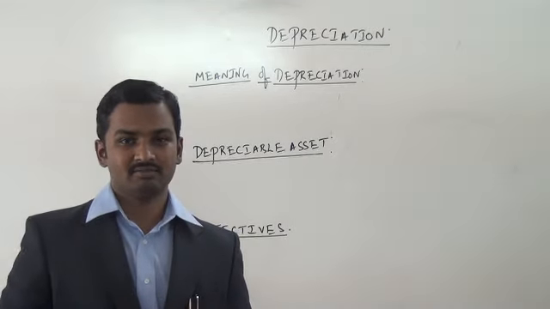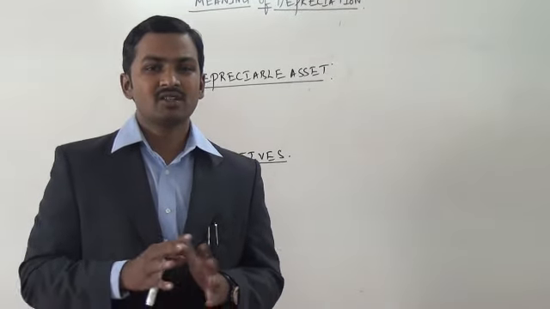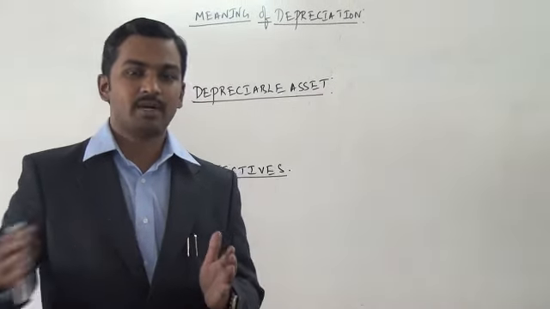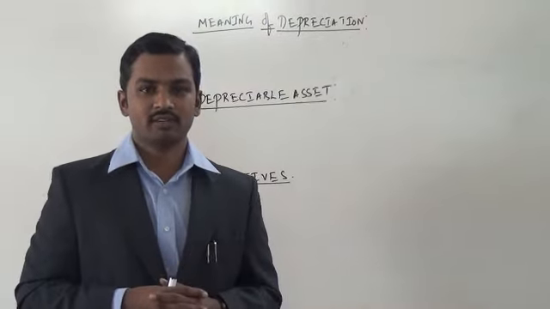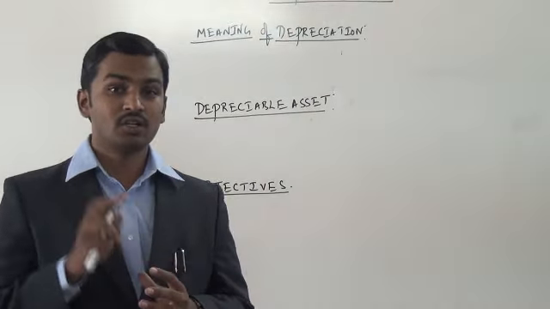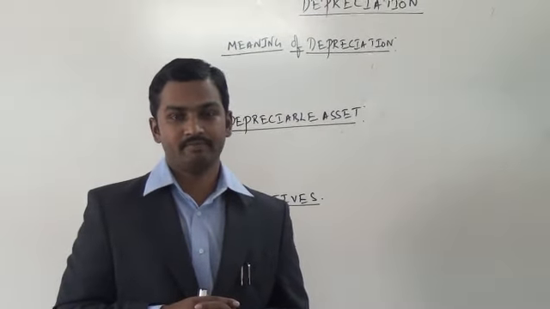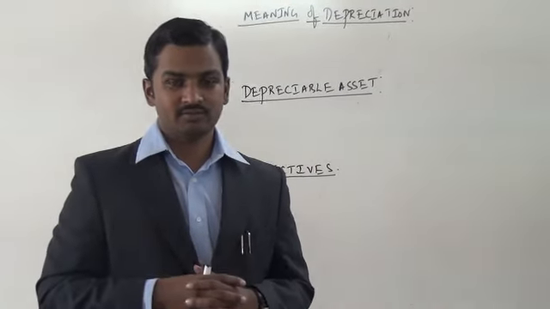Assets like building. If you take the example of a building, it doesn't lose value due to usage. As the time passes by, the value of the building keeps coming down. We all know that. So the loss in value of building is not due to usage, it is more due to effluxion of time. And certain assets become obsolete.